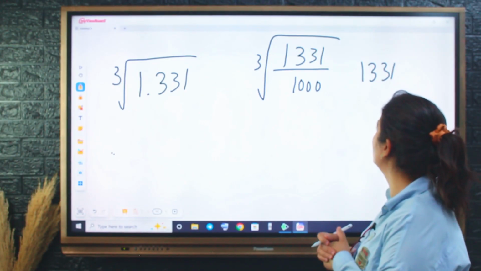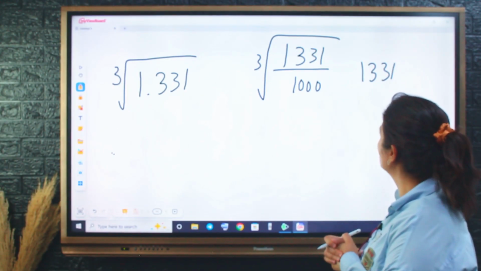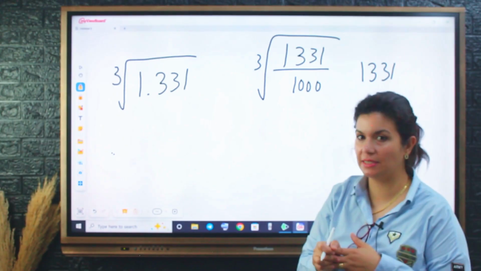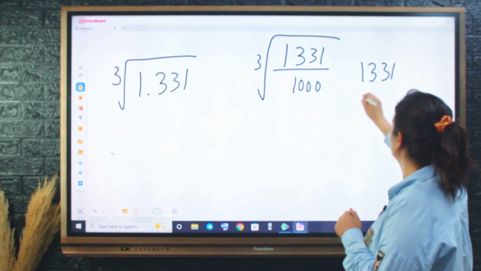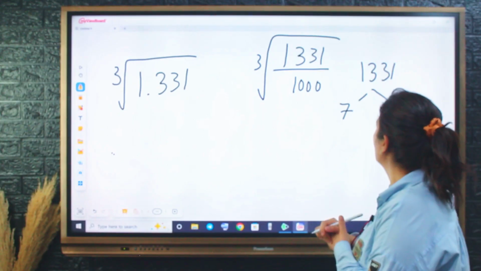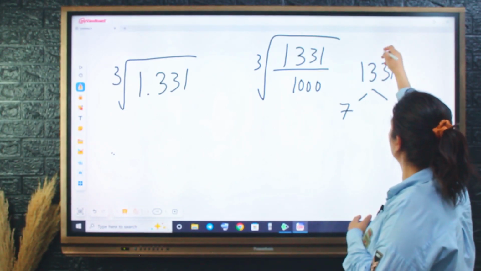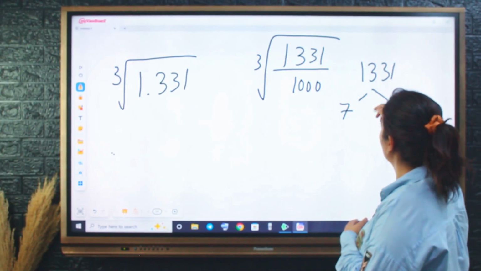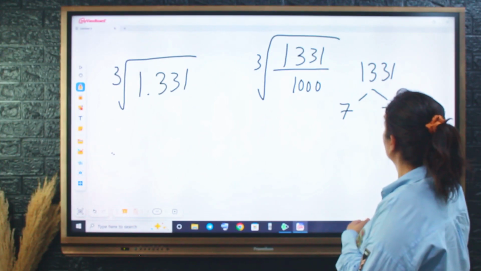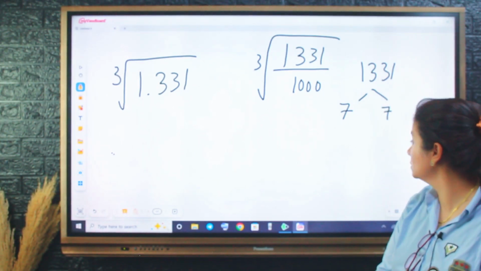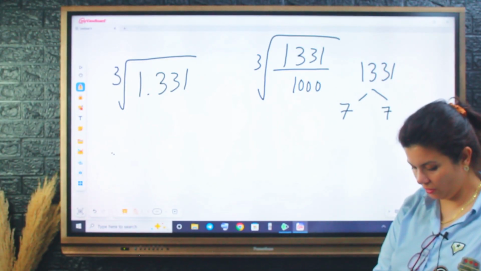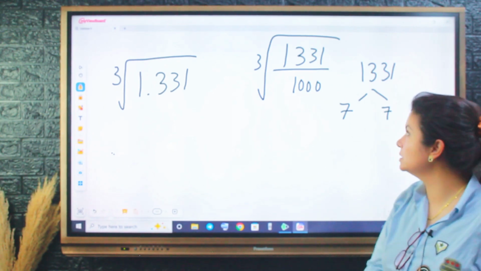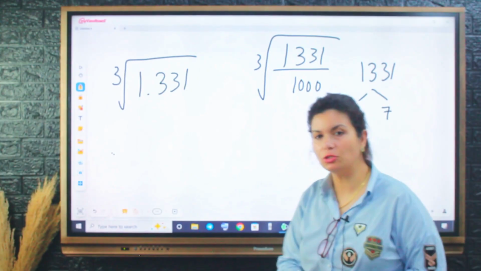1331. This number is divisible by what? It's not divisible by 3, not divisible by 2, maybe divisible by 7. I'm not sure, but let's try. 1331 divided by 7, and so on. So if we can break it down, this means this number is a rational number.